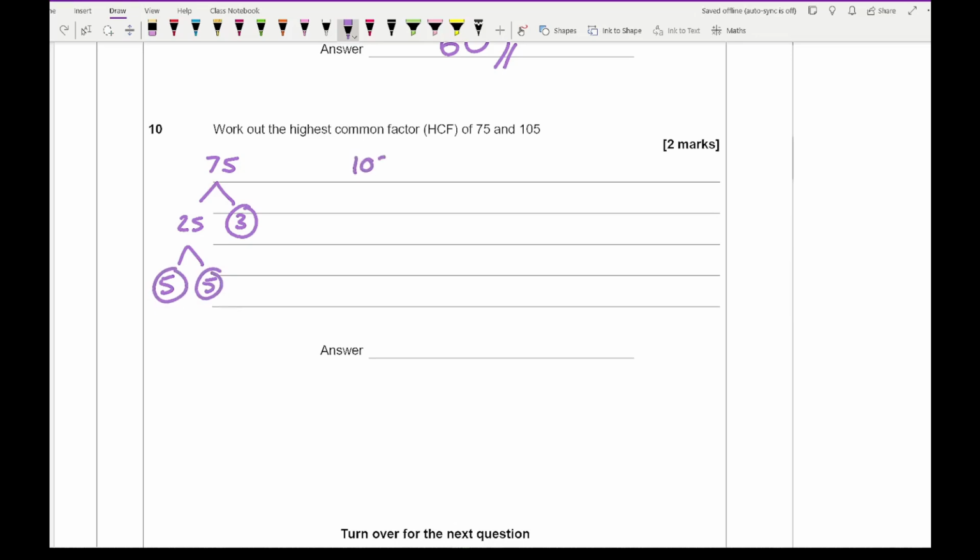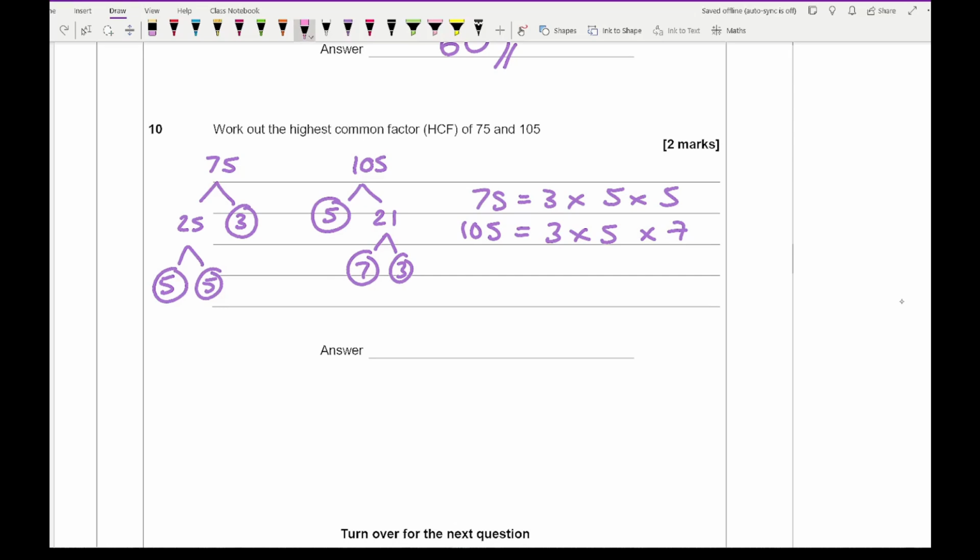Then if I do 105, I'm going to divide by 5 because it ends in a 5, and that's going to be 21. 5's prime, and then 7 times 3, and both those 2 numbers are prime. So if I then write 75 as 3 times 5 times 5, and then 105 as 3 times 5 times 7, all I then need to do is circle the numbers that appear in both, and then just pick one list, which is 3 times 5, so the HCF is going to be 3 times 5, which is 15. Now, if you knew it straight away, would you get full marks if I just wrote 15? Yes, because that is the highest common factor.